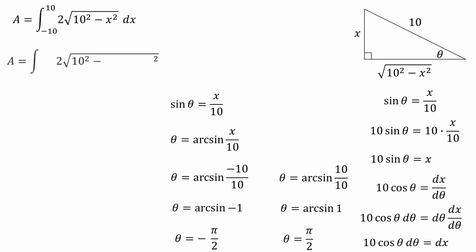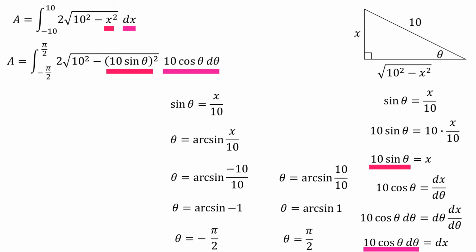So let's put this all together. Left-hand limit, negative pi over 2. Right-hand limit, pi over 2. X, well, that's going to be 10 sine theta. Dx, well, that's 10 cosine theta d theta.